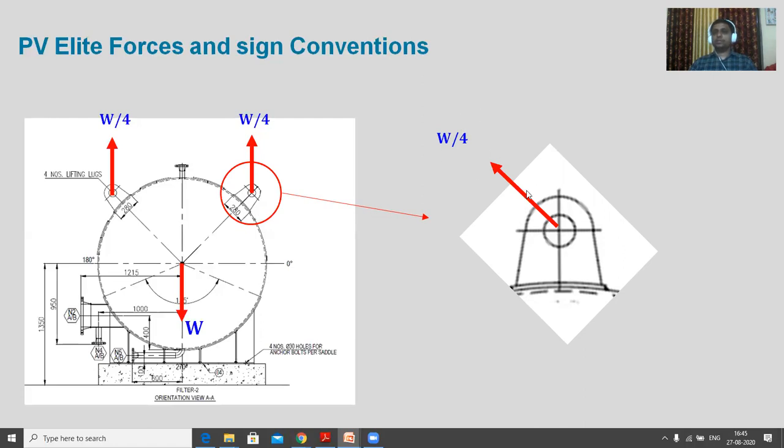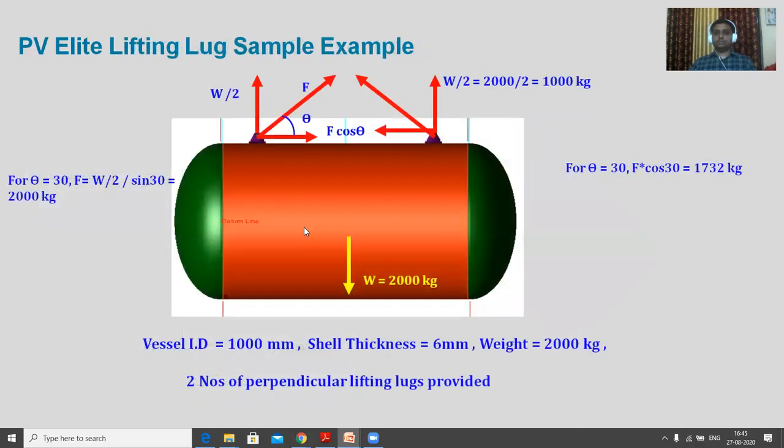So because of this W by 4, we have to resolve the forces in line with the axis of this lifting lug and perpendicular to the axis of the lifting lug. So one will be W by 4 into cos theta, that will be along the horizontal direction, and one will be in the vertical direction, that will be W by 4 into sin theta. So please do remember, though W by 4 is a vertical reaction, it is not the vertical reaction along the axis of the lifting lug. So again, that W by 4 we have to resolve to calculate the forces which will be coming in the vertical and horizontal direction. This is very, very important to resolve the forces.